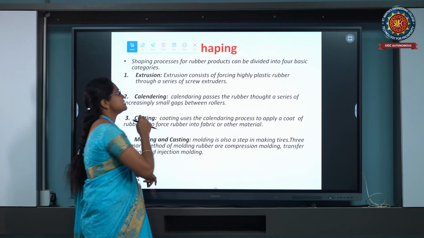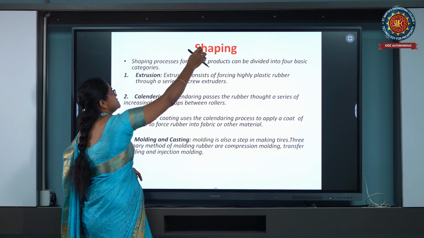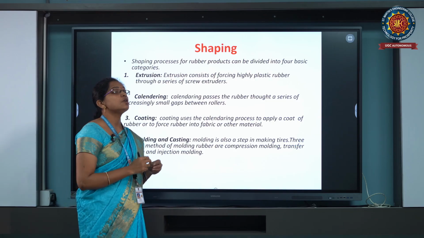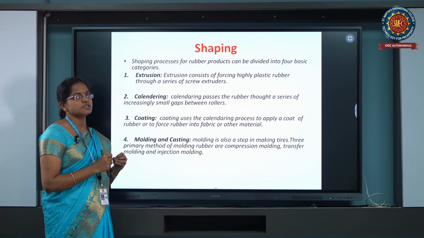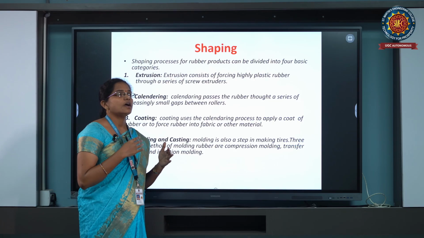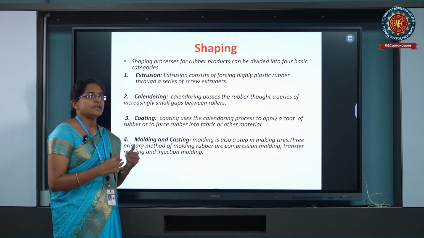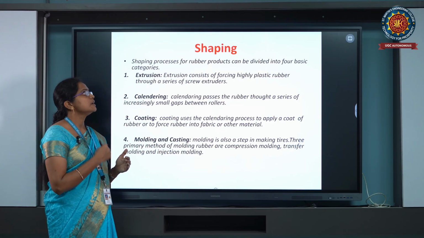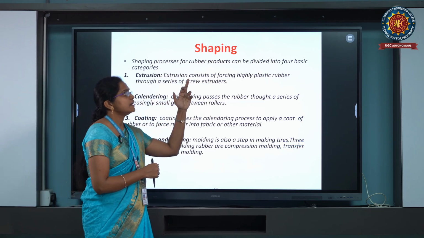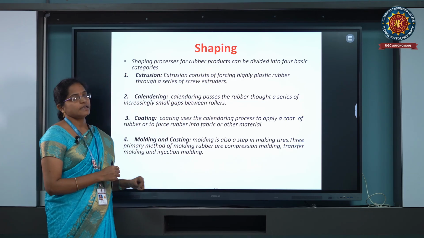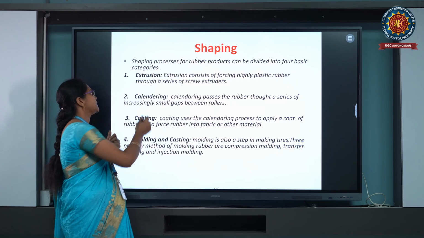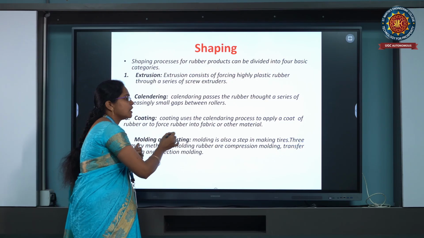Okay, next one is sharpening. Sharpening means you have to do the rubber vulcanization process after the heating and after the adding of carbon black. Sharpening is the main important step. Sharpening means you have to produce the derivative from the basic catalyst. You have to categorize: calendaring, coating, molding, and casting.